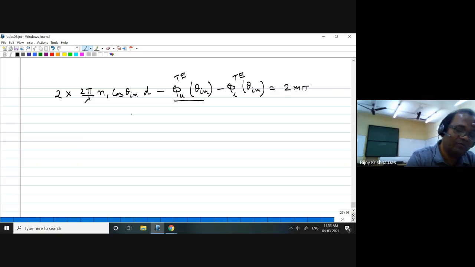Then we have to solve for theta I m. What are the values of theta I m? How to solve? If you see here, theta I m is there, and this is a weird type of equation. You know that. What is phi for the TE phase? That will be equal to 2 times tan inverse, right? What is that?